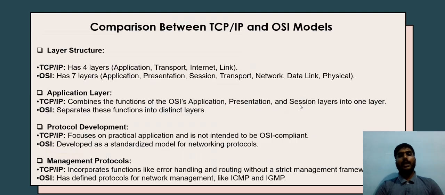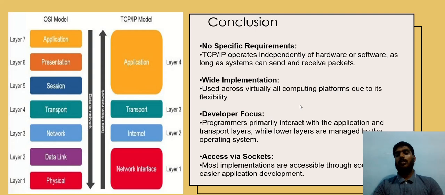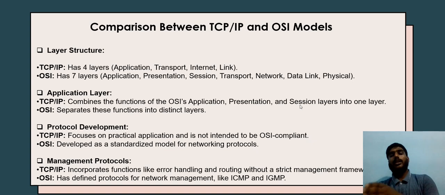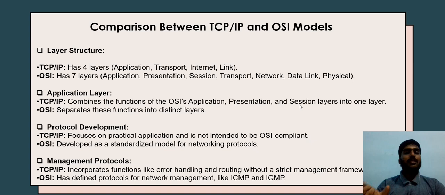Moving on to the next slide. Before the conclusion, we're gonna discuss the comparison between TCP/IP and OSI models. Layer structure: TCP/IP has four layers, which are application, transport, internet, and link. OSI has seven layers, which is three more than the four layers of TCP/IP, adding presentation, session, and then data link and physical layer. For the application layer, TCP/IP combines the functions of the OSI application, presentation, and session layers into one layer, but OSI separates these functions into distinct layers.